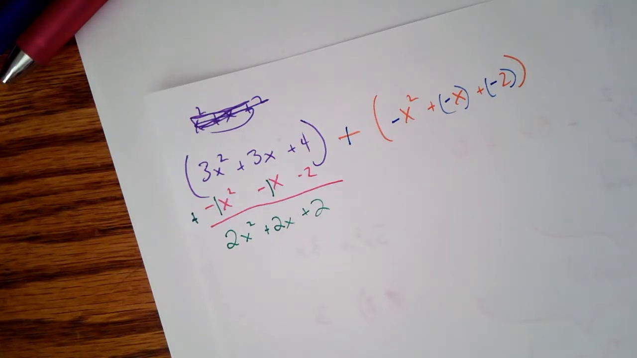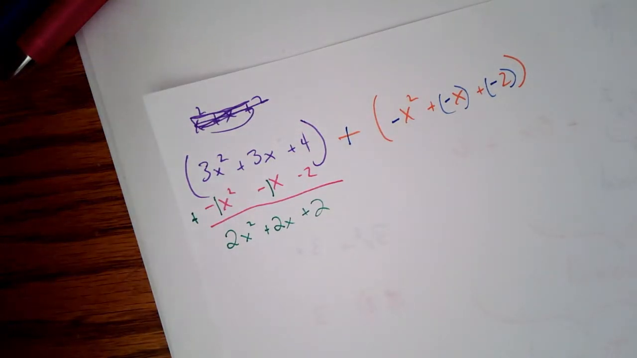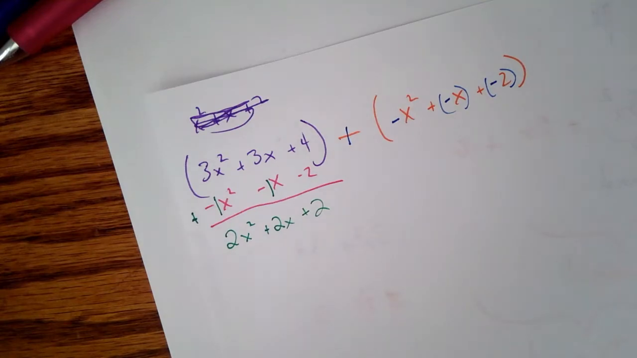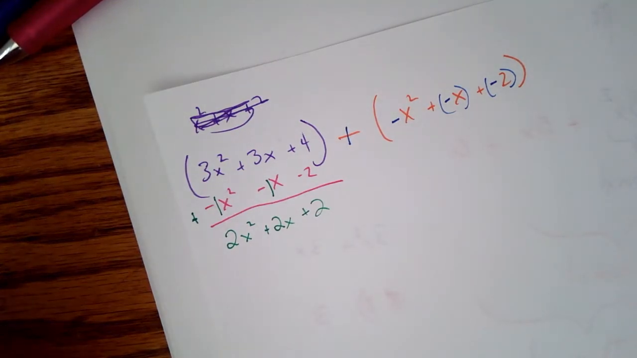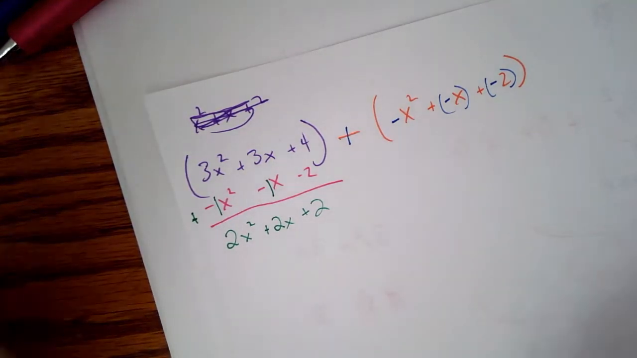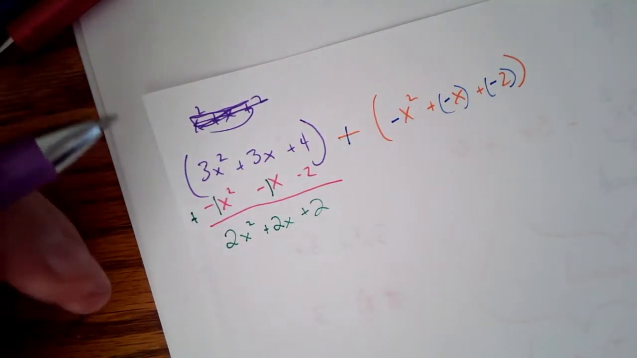All right, let's do example number 2. Okay, so we are going to subtract negative s squared minus 3s plus 2 from 5s squared plus 4s minus 3.